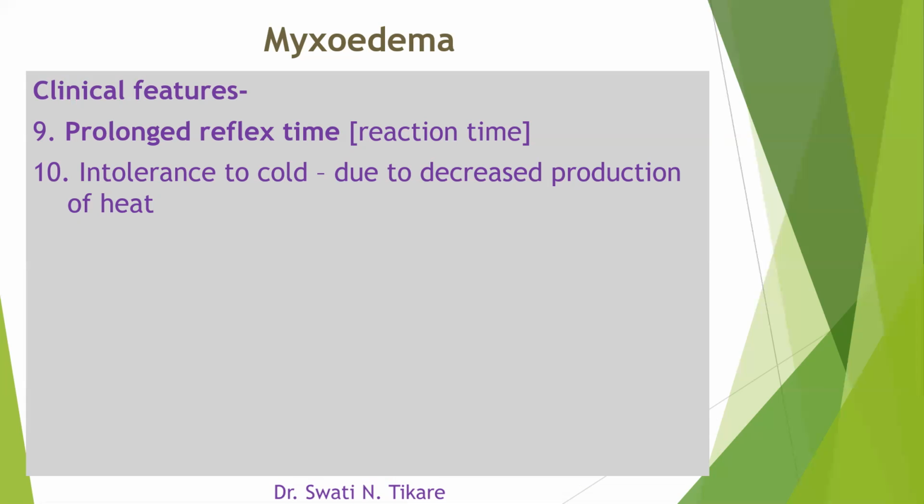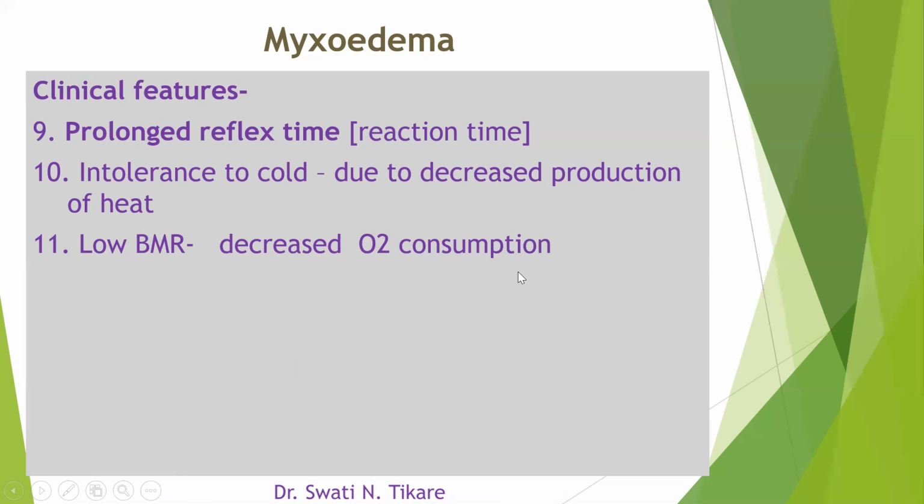Moving on, I told you that myxedema has prolonged reflex time. Next is intolerance to cold due to decreased production of heat. T3, T4 hormones are calorigenic, they increase the body temperature. In their absence, there is lowering of the body temperature already, and hence we are intolerant to cold. Then there is low BMR, decreased oxygen consumption.